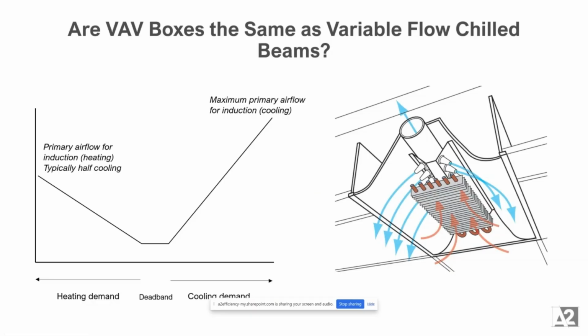We model variable flow chilled beams. We actually had a project. It wasn't even a modeling project. It was a field assessment project. We were evaluating a school that had a bunch of variable flow chilled beams. And the way they worked is when they were in the dead band, no heating or cooling, it would drop to ventilation. And it was great.